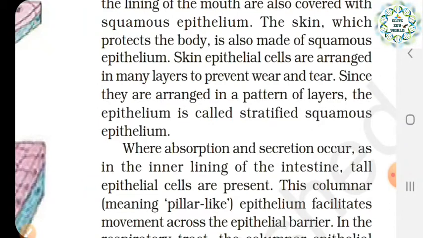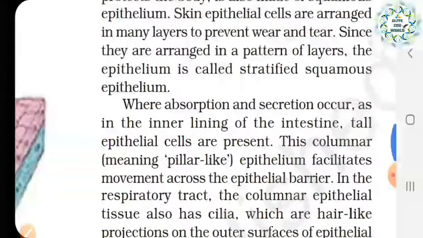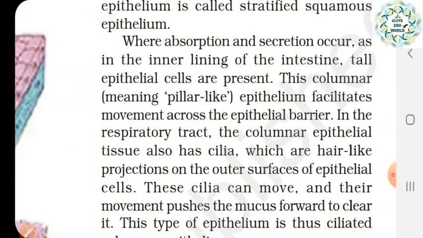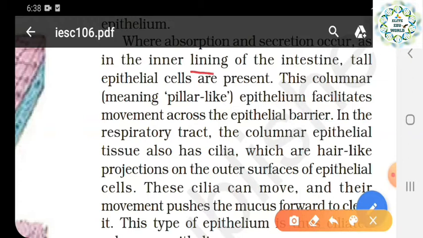Since they are arranged in a pattern of layers, as I have already told you, there are different layers of these squamous tissues, and the epithelium is called stratified squamous epithelium. Now, where the absorption and secretion occurs, we have already discussed the locations, the inner linings of the blood vessels and inside our mouth. Again, where absorption and secretion occurs, as in the inner lining of the intestine, we will talk about the example of the inner lining of the intestine.